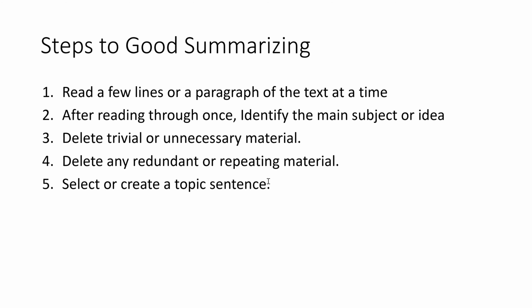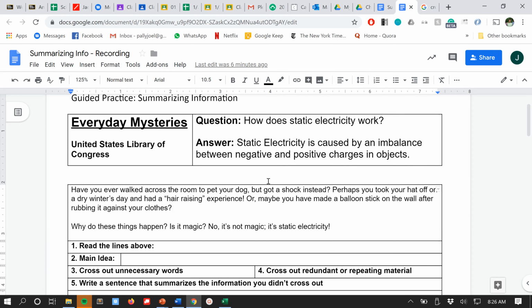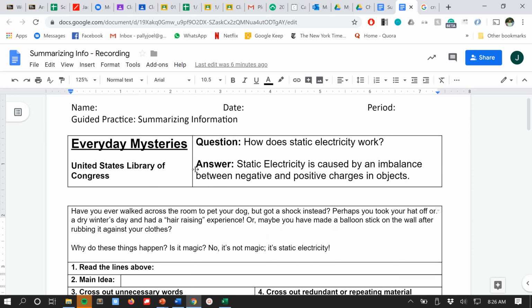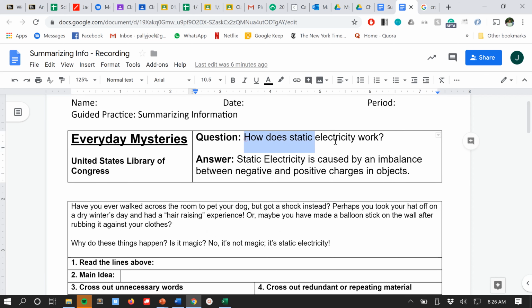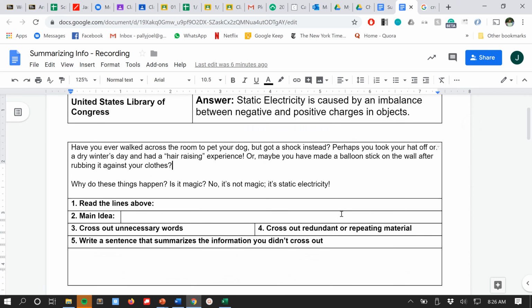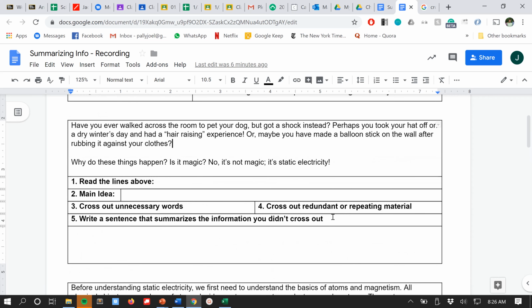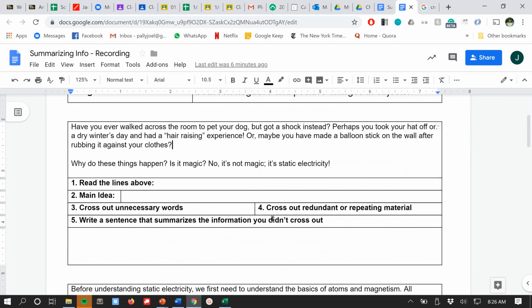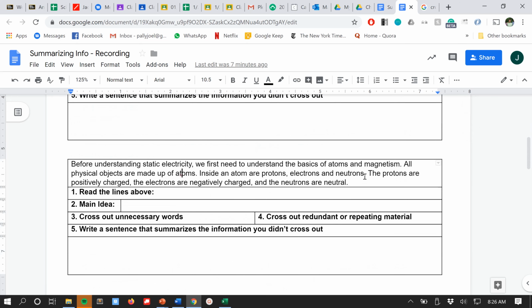Okay, so the way we're going to go through this lesson, we're going to look at this article from the United States Library of Congress. It's going to be answering the question, how does static electricity work? And the way this worksheet is set up, whether you're doing this on your phone, on this document directly, or you have a printout version, we're going to be looking at each of these paragraphs or groups of text, one chunk at a time.